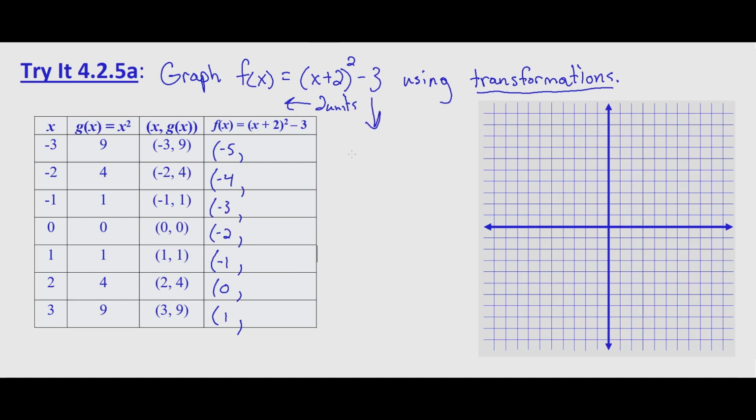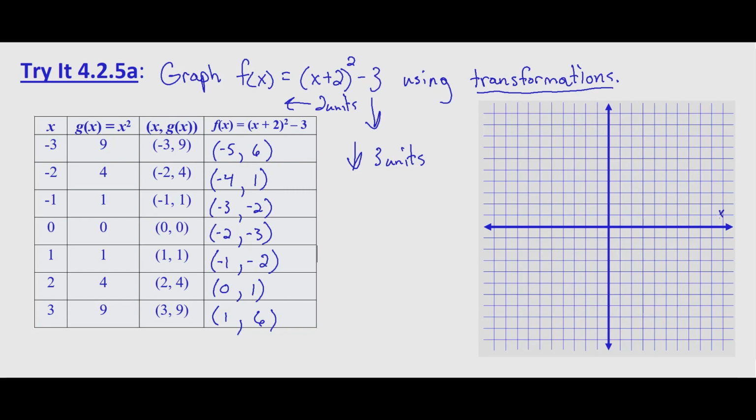Now what about minus 3? That would be a shift down 3 units, because it's being subtracted from the entire function. So we'll take our original parent function g of x equals x squared y values and we'll subtract 3. So 9 minus 3 is 6. 4 minus 3 is 1. 1 minus 3 is negative 2. 0 minus 3 is negative 3. 1 minus 3 is negative 2. 4 minus 3 is 1. And 9 minus 3 is 6.